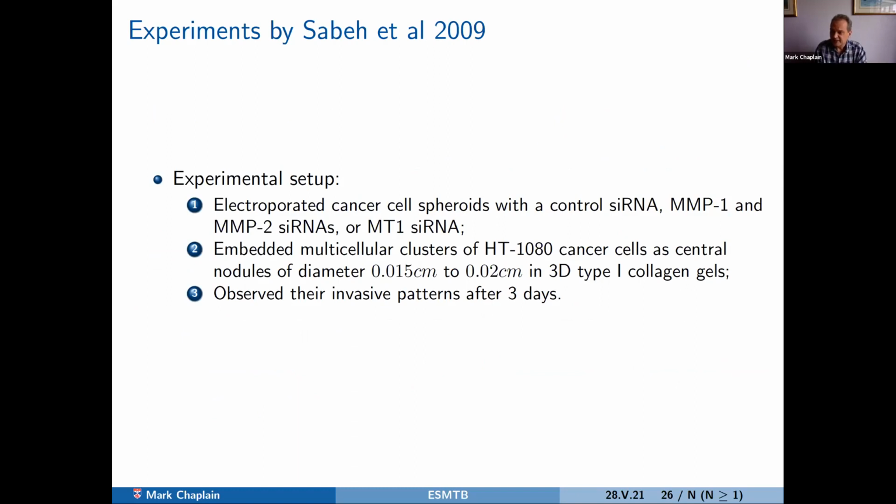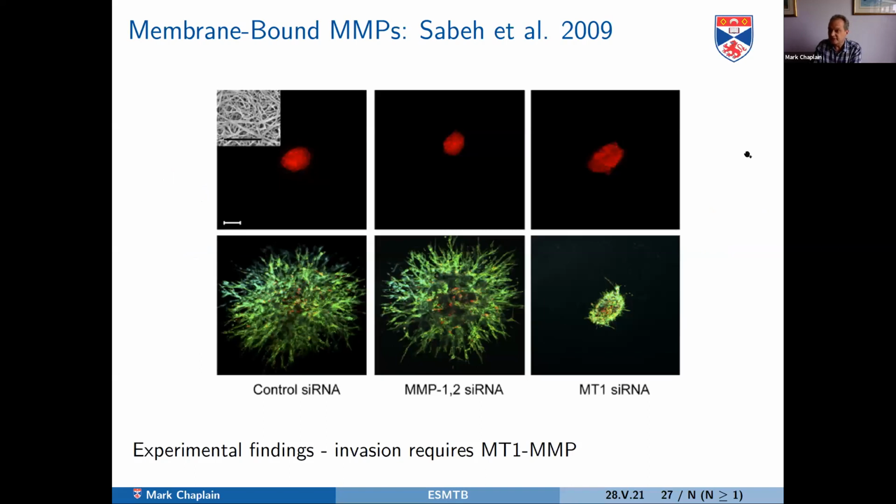And Stephen Weiss and his group showed this in a very elegant experiment. They took some cancer cell spheroids and embedded them in some collagen gel assays, and then they had a control experiment. They had an experiment which knocked out the diffusible MMPs, and then they had an experiment which knocked out the membrane-bound MMPs. And so they looked at the three results of these experiments. As I say, they embedded some cancer cells in collagen gels, left it for 3 days, and then came back and looked at how invasive the cancer cells had been. And these are the results.